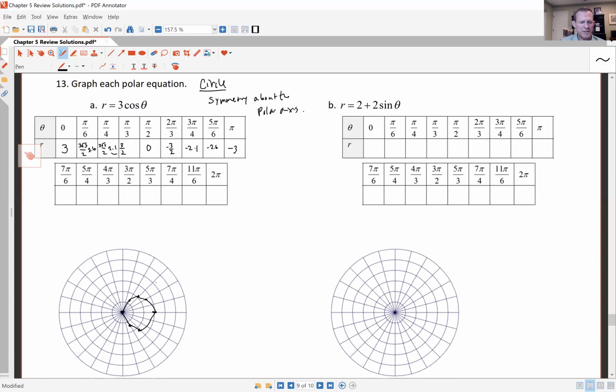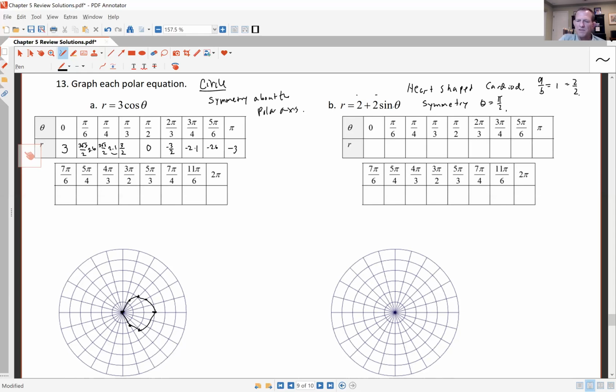Letter B, r equals 2 plus 2 sine theta. This is what we call the heart-shaped cardioid. When a over b is 1, 2 over 2 is 1, you get this heart-shaped cardioid. And the sine has symmetry, as we will see. This one has symmetry about the line theta equals pi over 2. You wouldn't know it by plugging in and doing the symmetry test, but just by what we'll see with the graph.